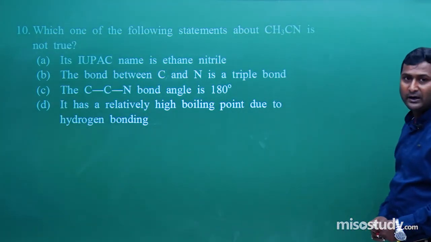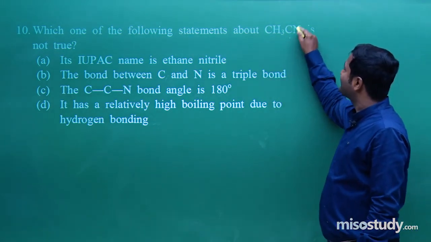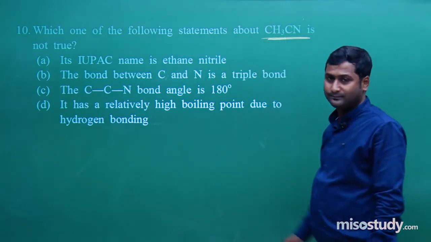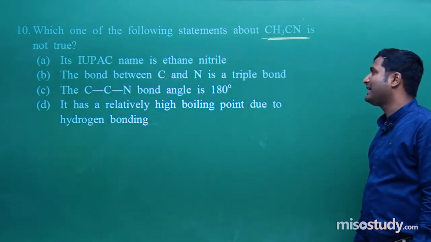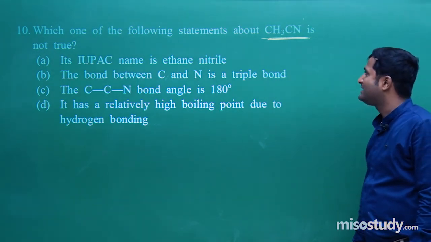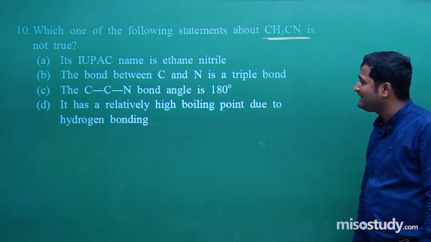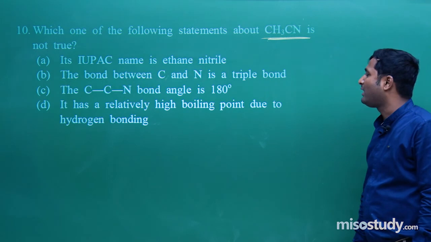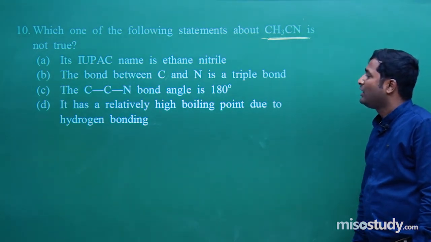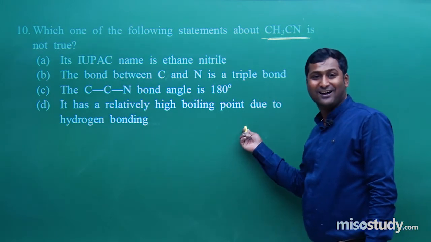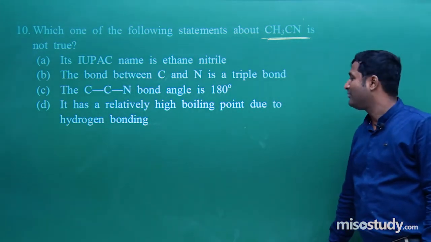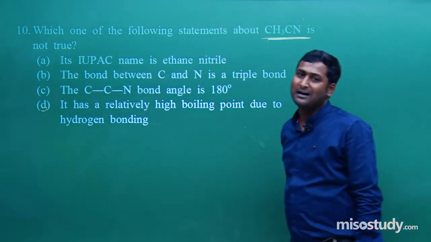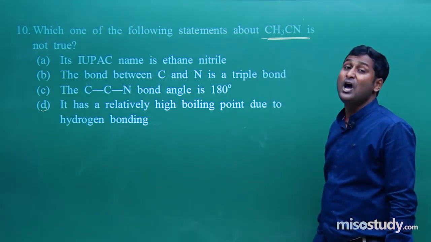Which one of the following statements about CH3CN is not true? That is alkyl cyanide. The IUPAC name is ethane nitrile. Yes. The bond between C and N is a triple bond. Definitely. The C-C-N bond angle is 180. Definitely. It has a relatively high boiling point due to hydrogen bonding. No, this statement is not correct. So for question number 10, D is the correct option. This statement is not true.